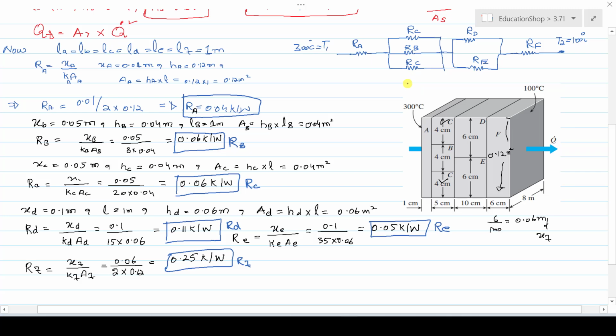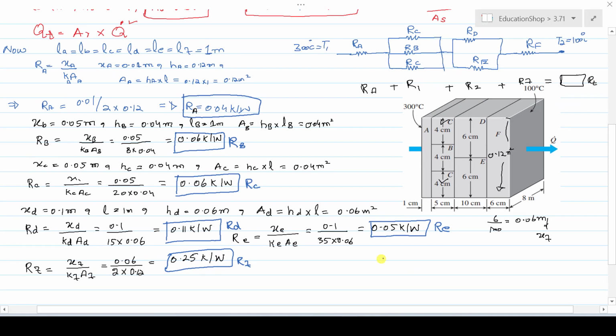Let's say that is R1, and then the resistances RD and RE are also in parallel, and you will find their equivalent resistance, that is R2. Then you need to calculate the total resistance. The total resistance will be the sum of RA plus R1 plus R2 plus this RF, and when you sum this, it will give you the total resistance, and that will be R.